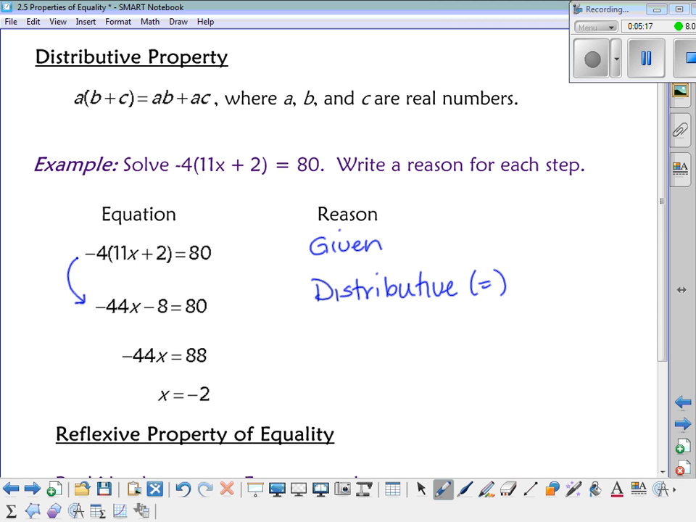And then if I look at how they got to the next step, what's different? Well, I don't have the -8 anymore. It looks like they added 8 to both sides, so that's the addition property of equality. And then finally, the last step, they divided both sides by -44, and so that would be the division property of equality.